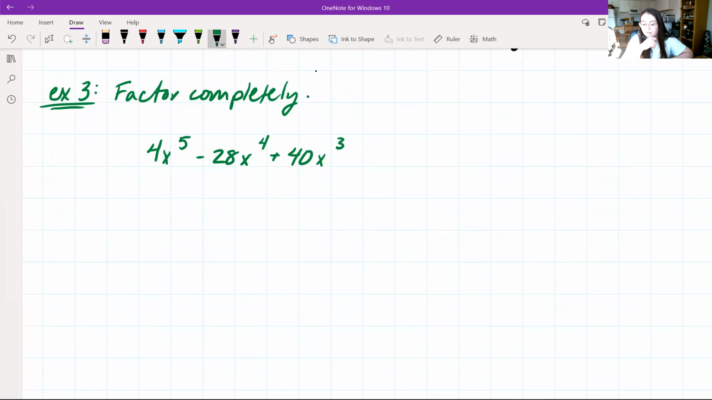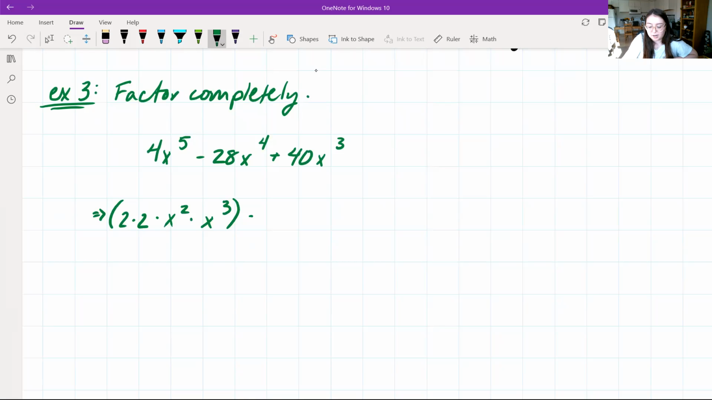So for example 3, we want to factor completely. So we have 4x to the power of 5 minus 28x to the power of 4 plus 40x to the power of 3. We see that x to the power of 3 can be contained in each one of these terms. We can recognize that right off the bat and do our normal prime factorization for the rest. So 4 can be separated into 2 times 2, and we're going to separate x to the power of 5 into x squared times x cubed.